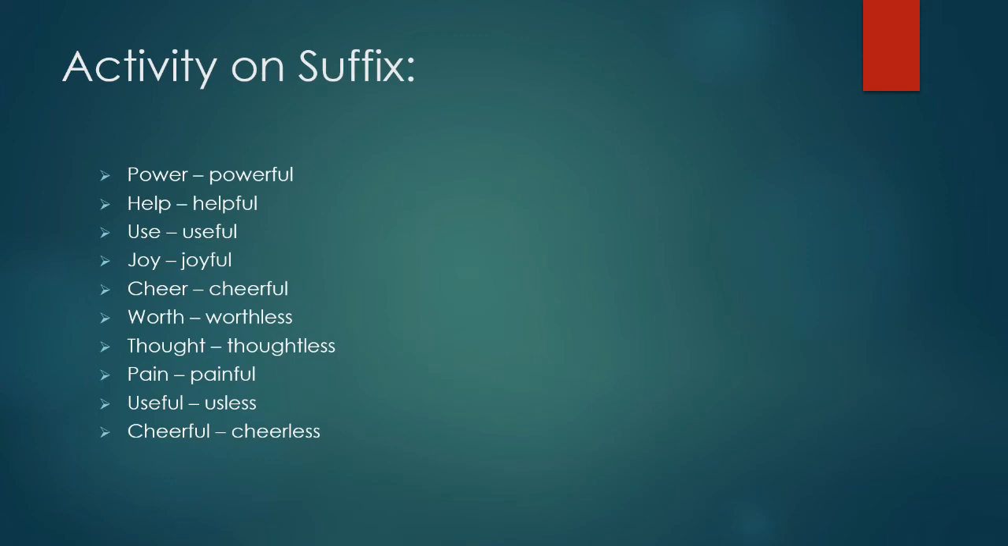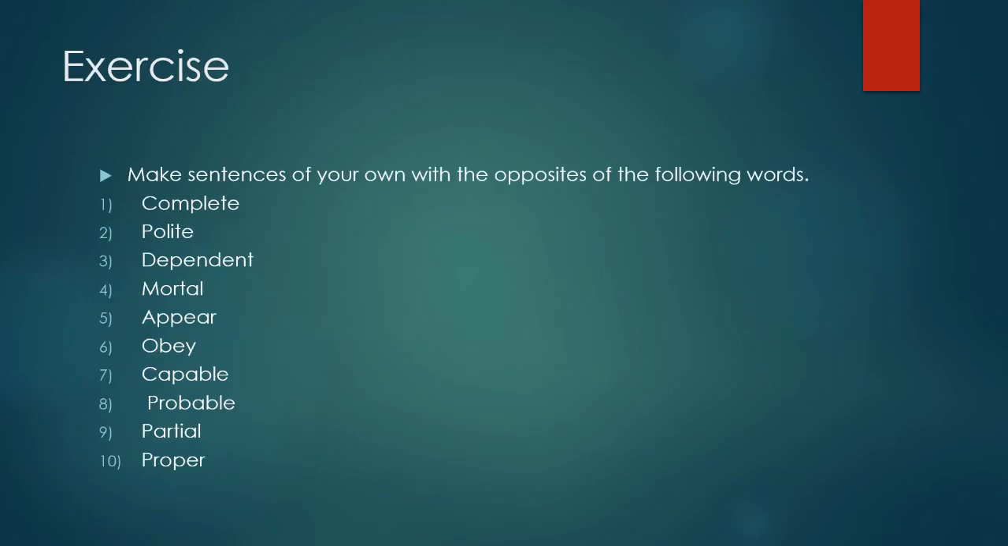Now there is even an activity or exercise for you all to solve, which is really very entertaining. First of all, you have to find the opposites of the given words. For example, the first one is complete. The opposite of complete is incomplete, right? So you have to make your own sentence with the new word, incomplete. Likewise, you have to solve the remaining ones and make a meaningful sentence on each.